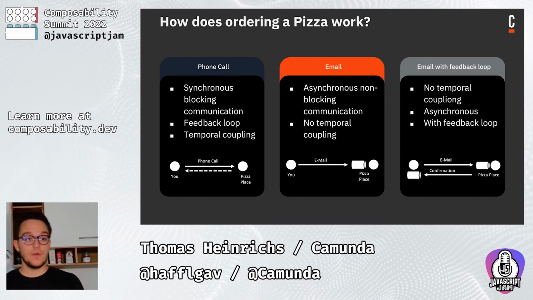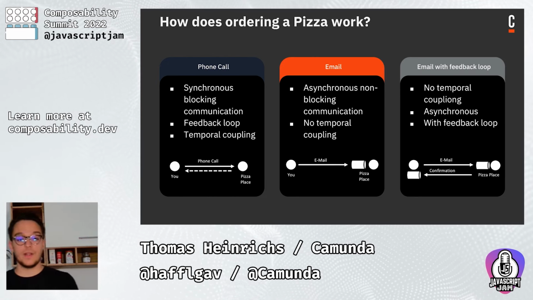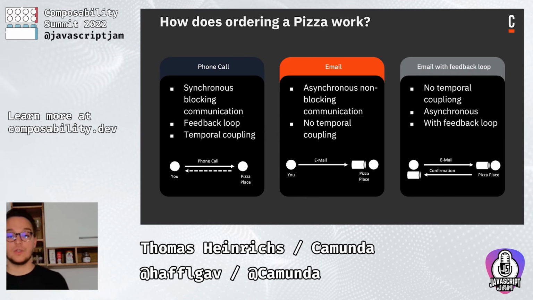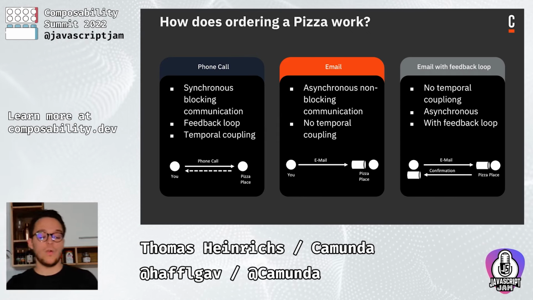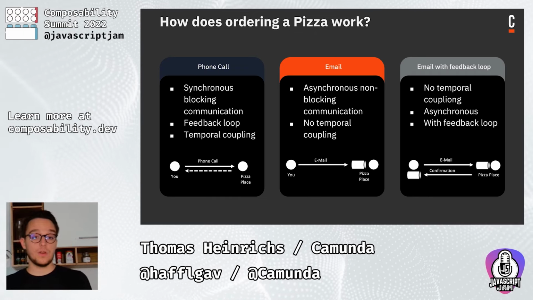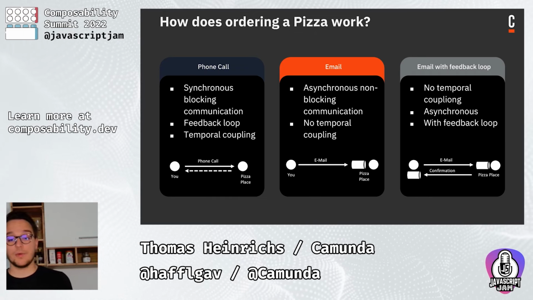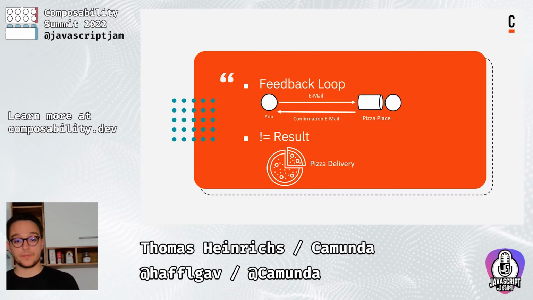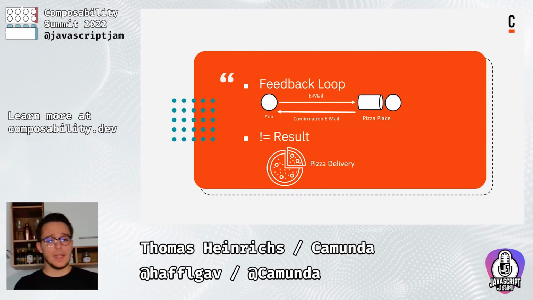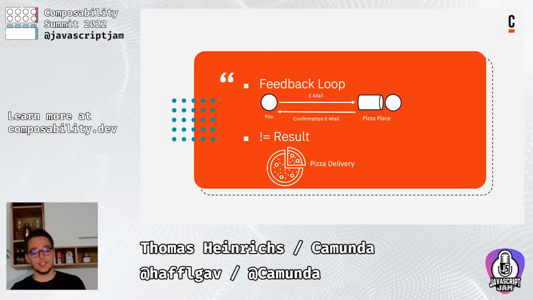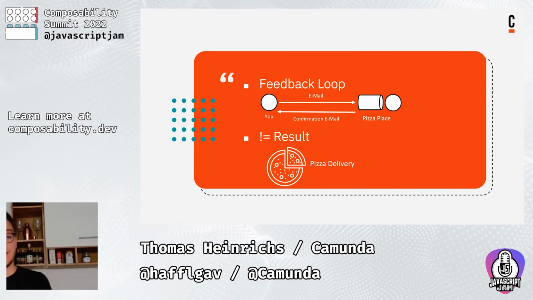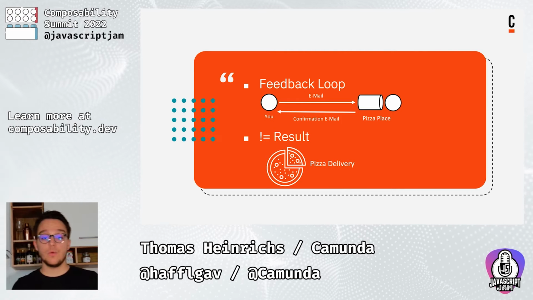Great. So now we can already see synchronous and asynchronous non-blocking communication. You can see temporal coupling, all these kinds of words, which are also important for creating communication patterns in IT architectures. Another important thing I want to highlight here is that the feedback loop we have seen in the previous slide is not equal to the result.